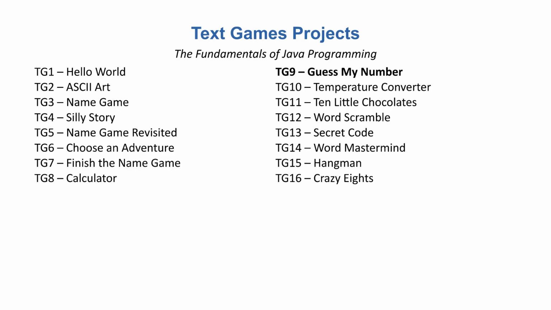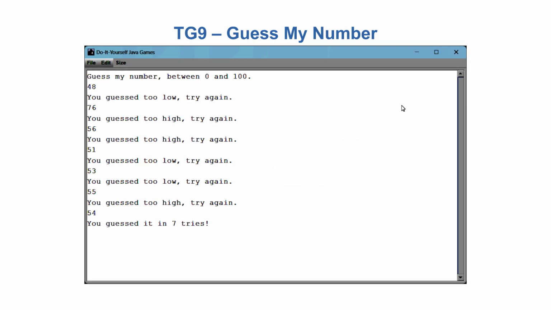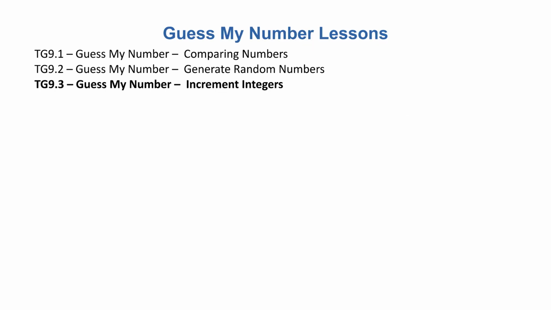This series has 16 projects. We're currently working on the 9th project, TG9, Guess My Number. In this project, we'll create a game to guess a randomly selected number like this. This is lesson TG9.3, where you'll learn how to increment integers with special operators.